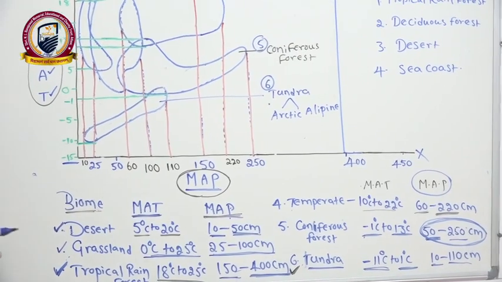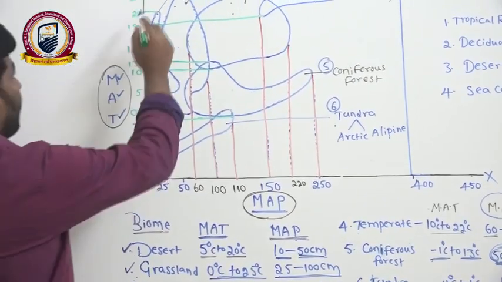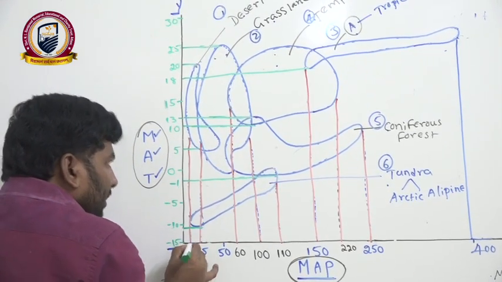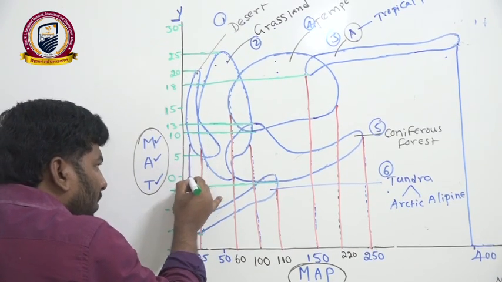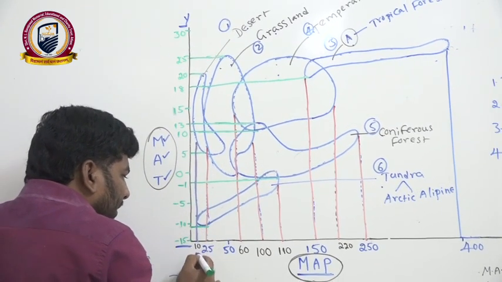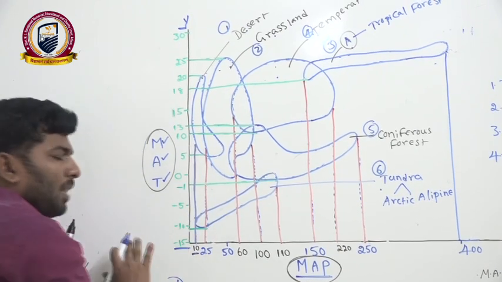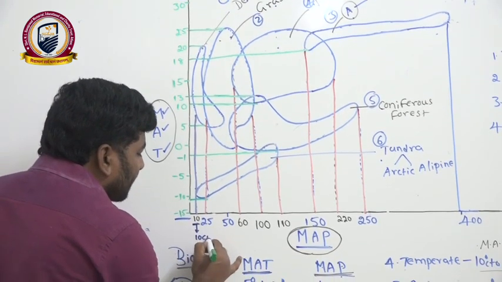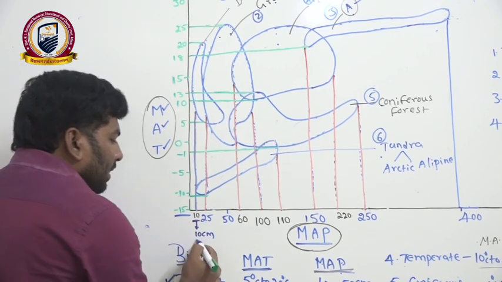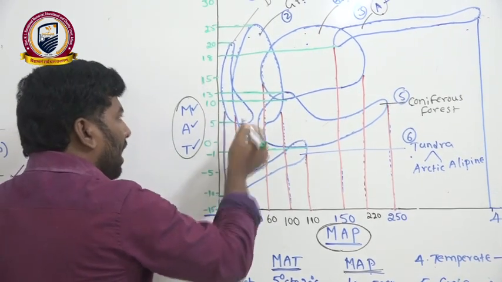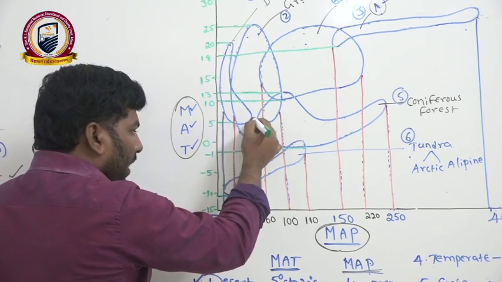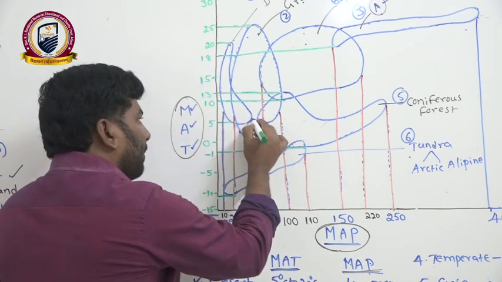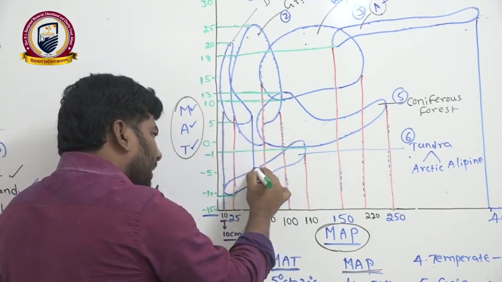First, if you take the desert, okay, this red line indicates, whatever the red line you have drawn here, this line tells us approximately, not the exact accurate values, approximately 10 centimeters rainfall, and average we are taking. That's why we have to draw one more line here, 10 to, here you can see that 10 to 50 means we have to draw one more line here.